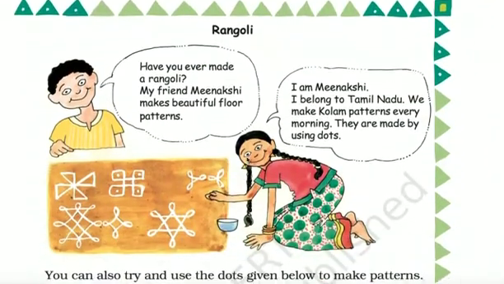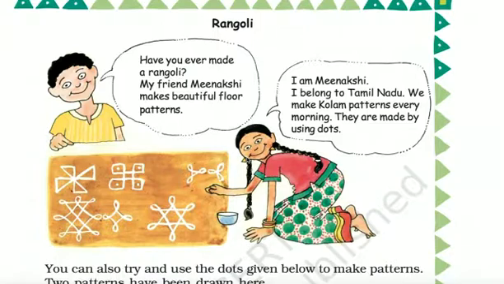Rangoli. This kid is saying something. What is he saying? Have you ever seen Rangoli? My friend Meenakshi makes beautiful floor patterns. What is Meenakshi saying? I am Meenakshi. I belong to Tamil Nadu. We make kolam patterns every morning. They are made by using dots.